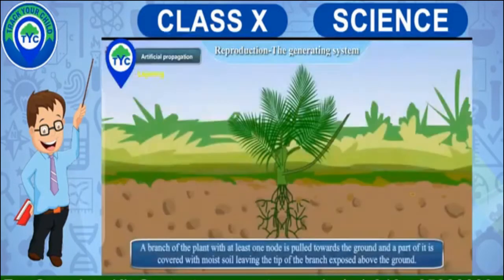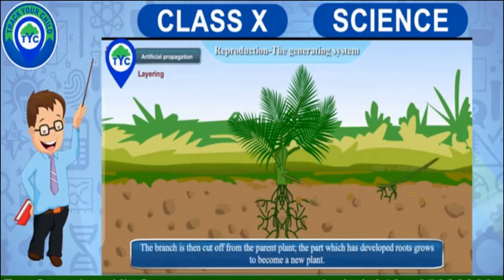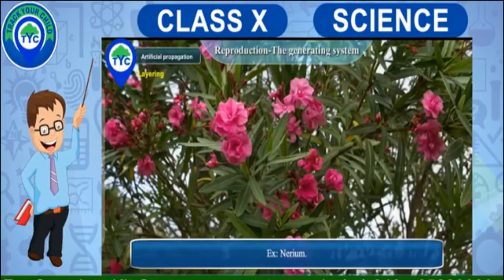Layering. A branch of the plant with at least one node is pulled towards the ground and a part of it is covered with moist soil, leaving the tip of the branch exposed above the ground. After some time, new roots develop from the part of the branch buried in the soil. The branch is then cut off from the parent plant. The part which has developed roots grows to become a new plant. Example, Nerium.